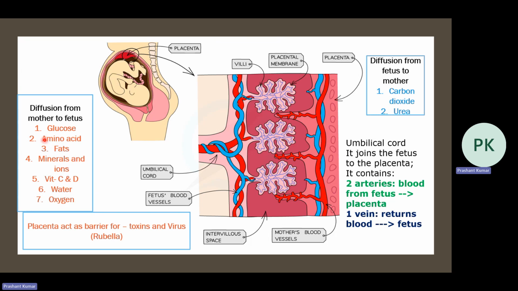So let's see what diffuses from mother to fetus. Of course, glucose, amino acids, fats, minerals, vitamins, water, and oxygen. What goes from mother to fetus? What goes from fetus to mother? Carbon dioxide and urea, right?